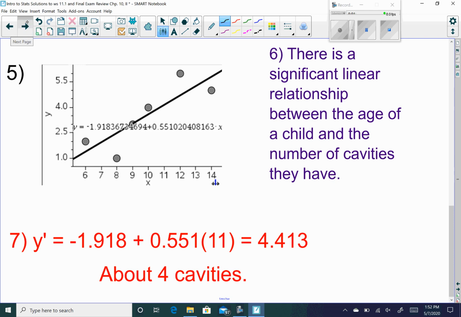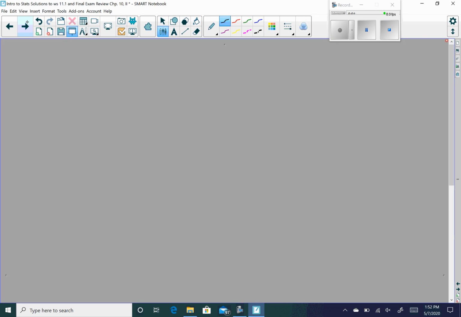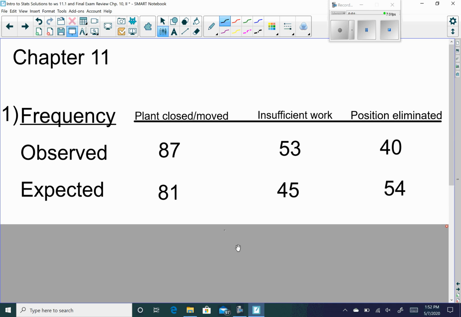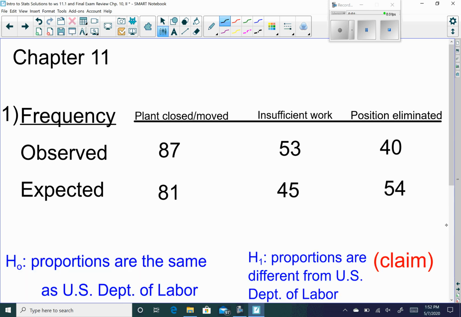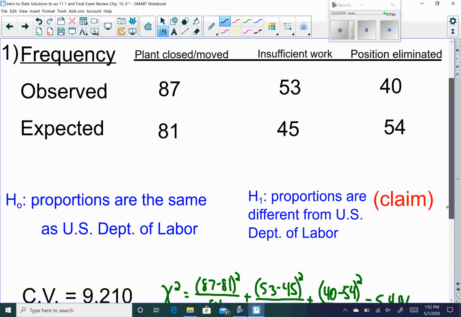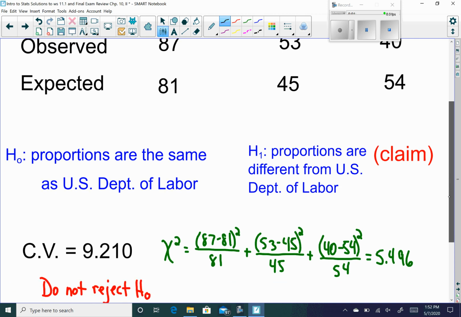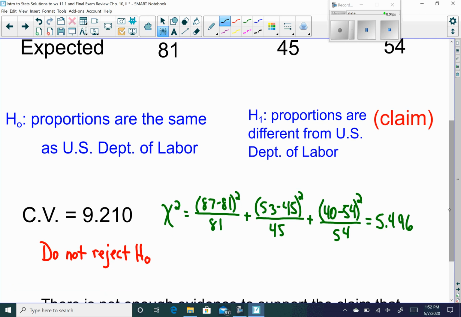All right, and then looking at 2 problems for chapter 11. So for the first one, we make our frequency distribution. We write out our null and alternative hypotheses. Here the alternative hypothesis is the claim, because we want to see if the proportions differ from those of the U.S. Department of Labor. Our critical value here turns out to be 9.210. So we are looking at alpha level at 0.01.